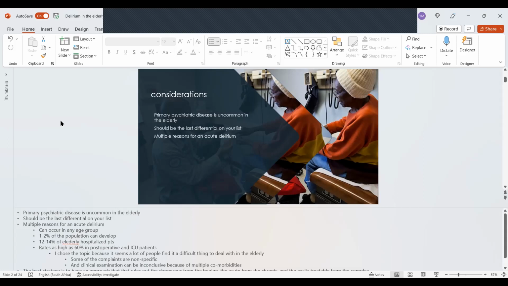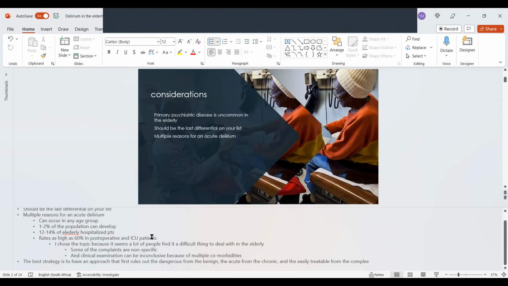So what are the causes for acute delirium? If we just look down here at the notes, it can occur in any age group. One to 2% of the population can develop an acute delirium, and 12 to 14% of elderly hospitalized patients, with rates as high as 60% in post-operative and ICU patients. Delirium and psychosis are not the same thing. Remember, delirium is an inability to have a proper cognitive response: confusion, disorientation. That's basically what we're talking about.